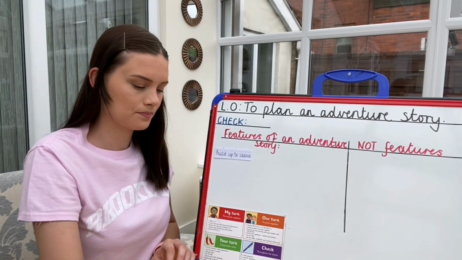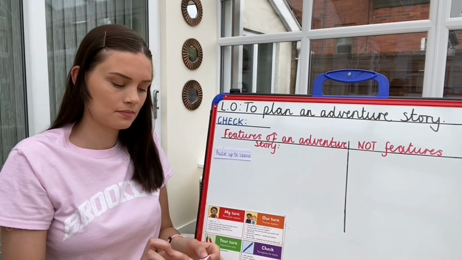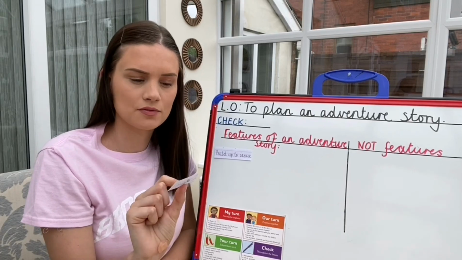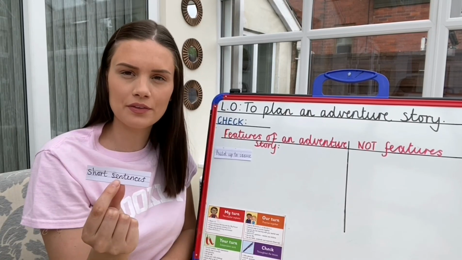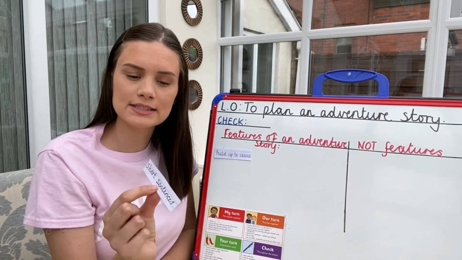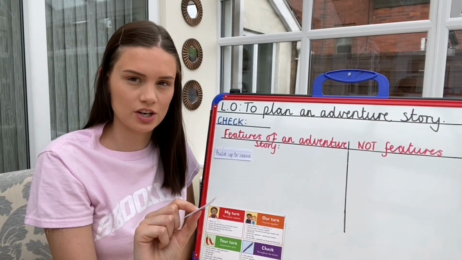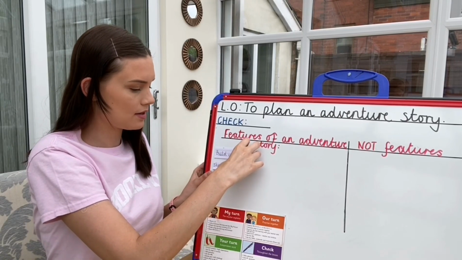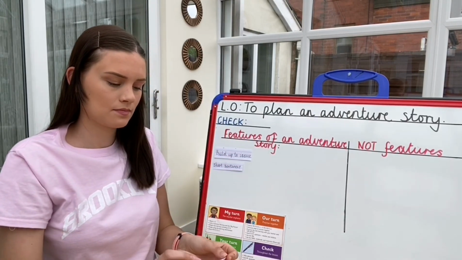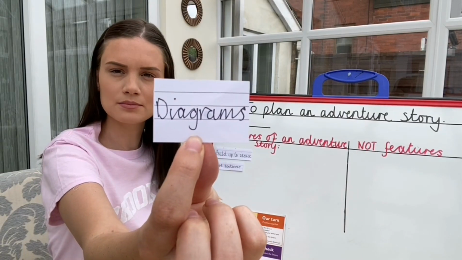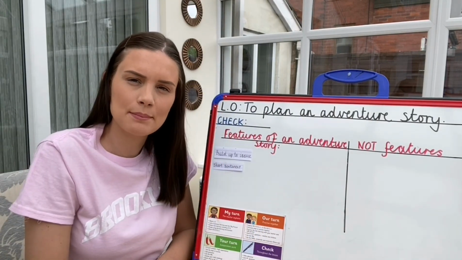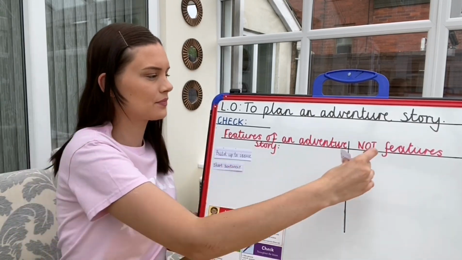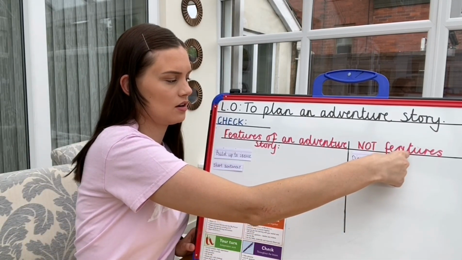Let's choose another one. Short sentences. I wonder what we use short sentences for. I know you know this in Year 5. We can use short sentences to build suspense or tension. I think we would definitely use this in an adventure story. So that's going to go there. Diagrams. Do we really see that many diagrams in a fiction text? Not really. So I'm going to say not a feature of an adventure story.